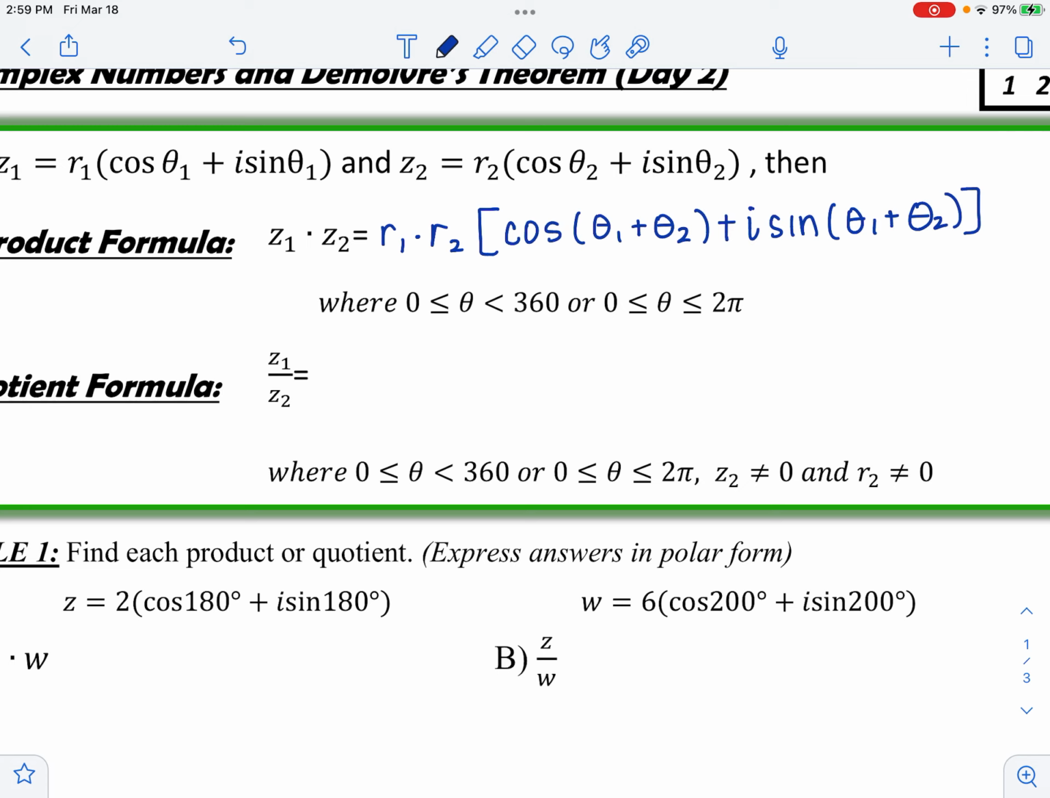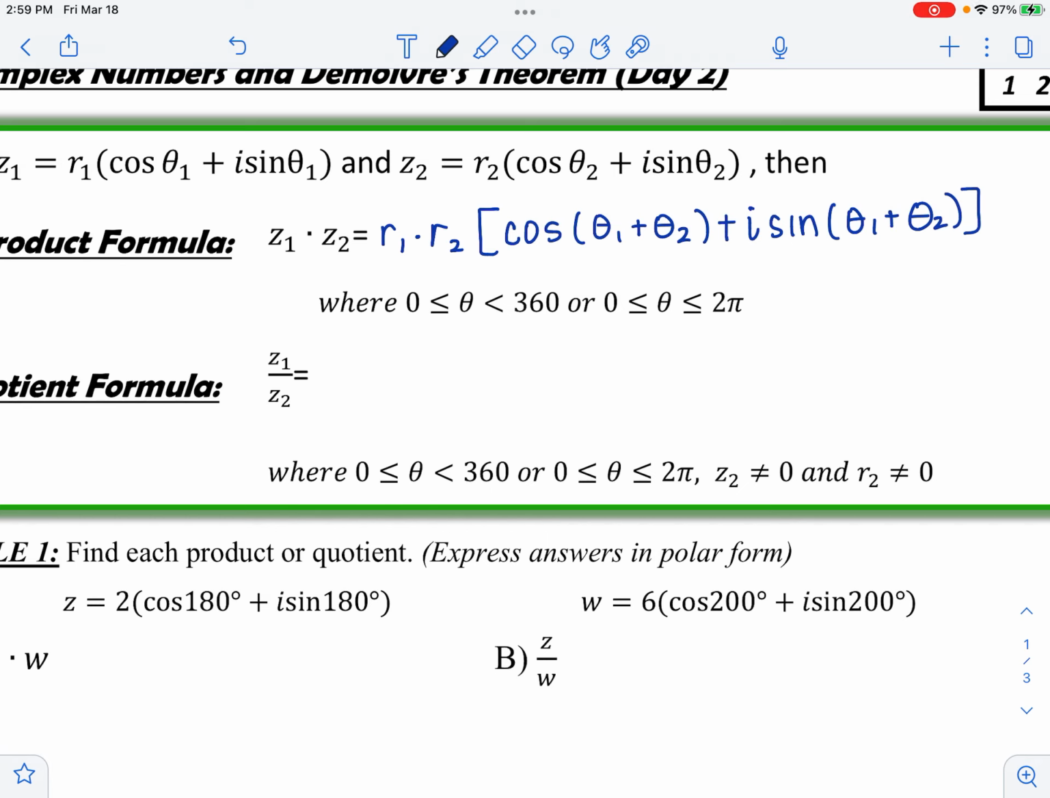Now, when you're writing your final answer, your theta value does have to be between 0 and 360, or 0 and 2 pi. So if it's over 360, you need to subtract 360 until you get it in between 0 and 360. And if it's under 0, you need to add 360 until you get in between 0 and 360. Same thing goes for radians with the idea of being in between 0 and 2 pi.